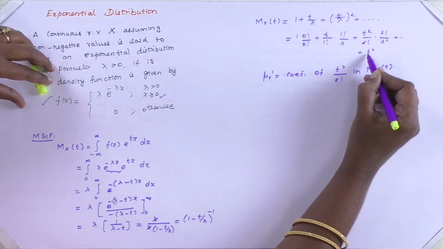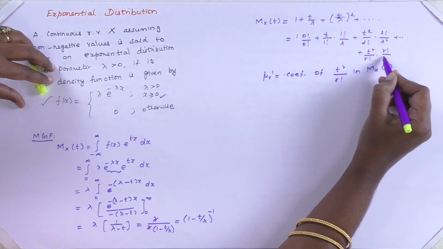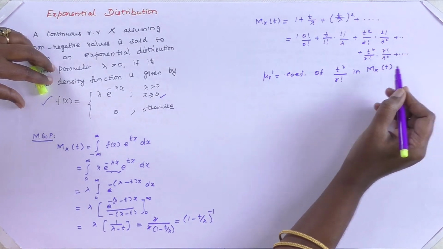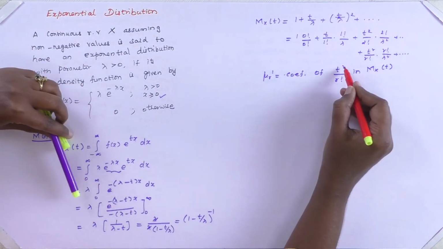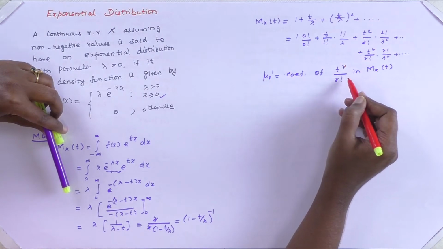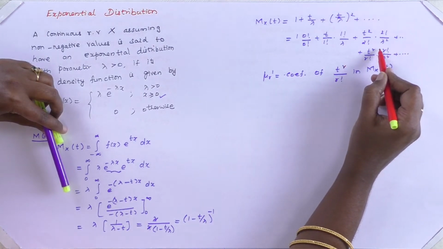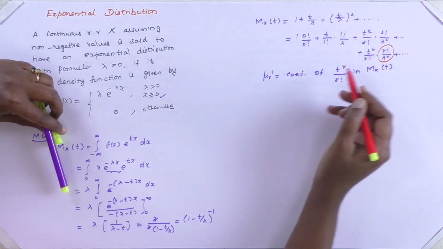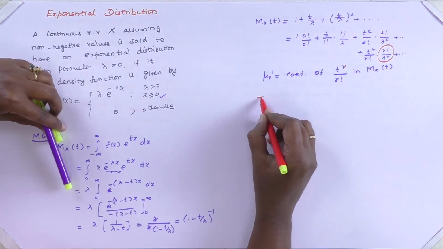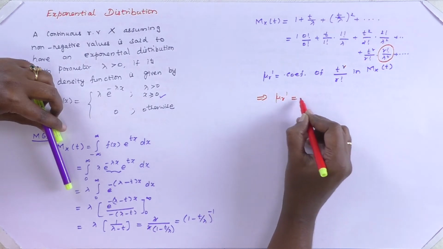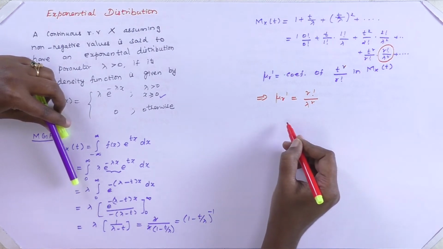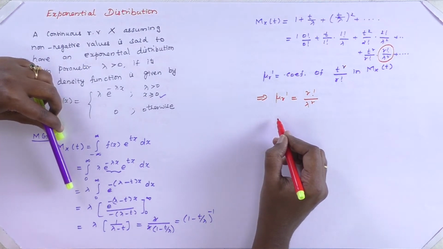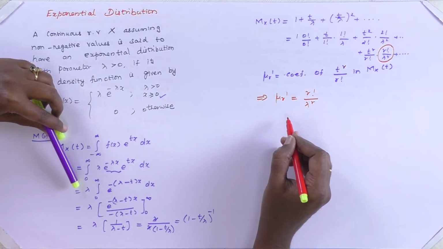The rth term is t power r by r factorial into r factorial by lambda to the power of r, plus etc. Now we collect the coefficient of t power r by r factorial. The coefficient of t power r by r factorial is r factorial divided by lambda to the power of r, which implies the rth moment mu r dash is equal to r factorial divided by lambda to the power of r. From this, we have to identify the mean and variance value. Put r equal to 1, we get the mean mu 1 dash value.